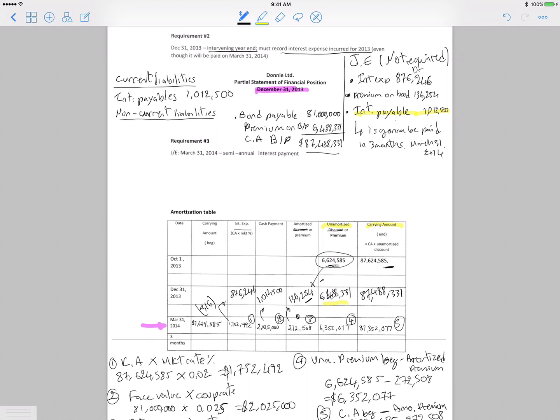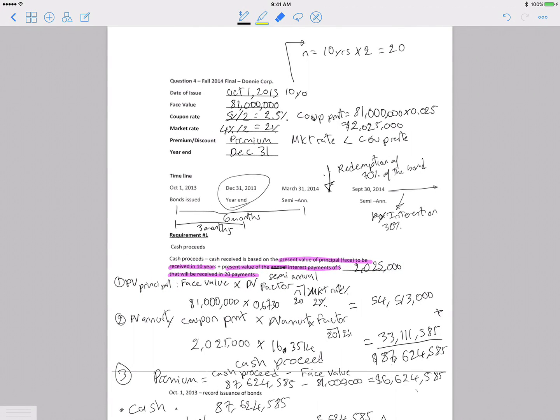So just make sure you have the good titles, you have the current liabilities, you have the non-current liabilities, because they asked you to prepare it in a good form. So you have to make sure you have all the entities you need. Then now we have to record the journal entries for March 31st, 2014. In this case, it's the first payment of interest, cash. First time we're gonna have cash to pay. March 31st and September 31st are the only dates where cash is paid.